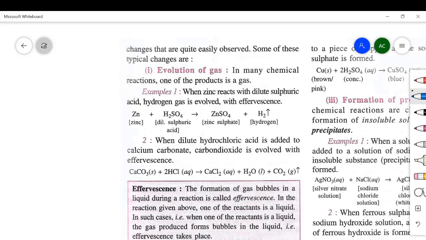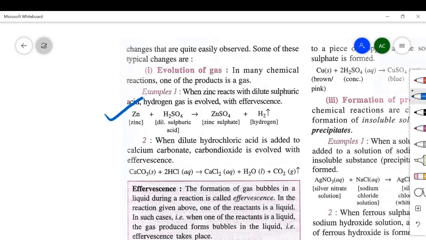So we'll see first the example of evolution of gas. This example is important क्योंकि ये हम आगे भी पढ़ेंगे, टाइप्स ऑफ रिएक्शन में भी ये रिएक्शन आएगा. इस रिएक्शन को अच्छे से याद कर लेंगे. You have added a metal known as zinc to dilute sulfuric acid, and you will see a gas coming out with effervescence. What is effervescence? वो gas bubbles, एक बहुत तेज सा झाग सा बन के ऊपर की तरफ आता है, bubble formation होती है. So that is known as effervescence. You'll see the effervescence and a gas comes out, that is hydrogen.